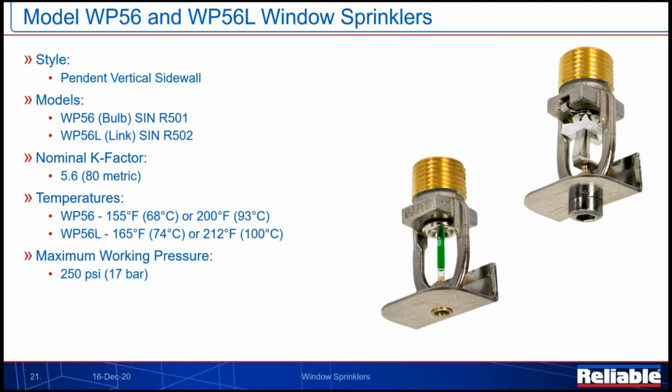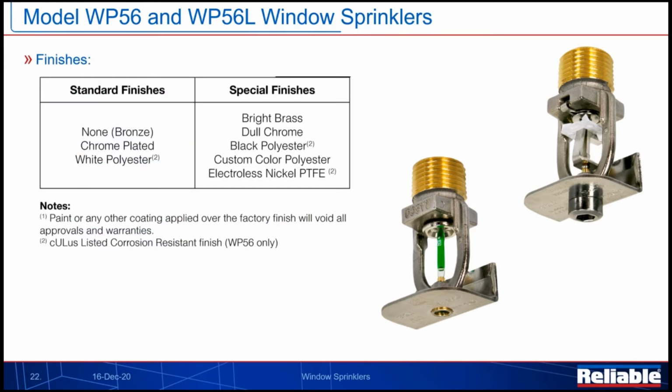these higher pressure systems. With the finishes available for this product, we offer standard finishes of bronze, chrome plate, and white, and then we also offer some special finishes. 3 of them are pretty important to talk about: the white polyester, the black polyester, and the electro-nickel PTFE. These are going to provide UL listed corrosion resistant finishes, and they are only going to be offered on the glass bulb version of the product.